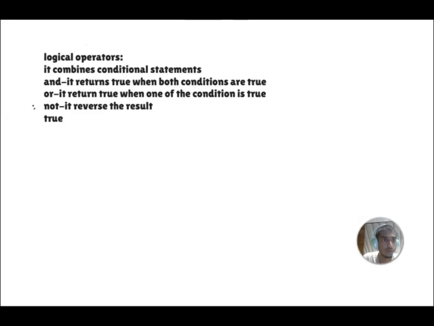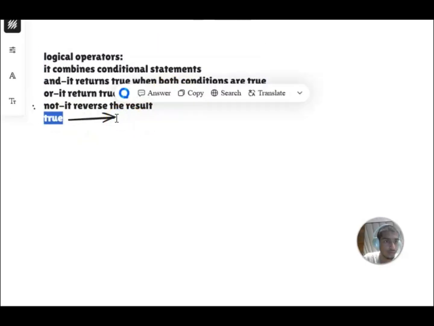There is another operator called not. It basically reverses the result. This is how it is going to look: when we give true, it changes to false, and false changes to true, and vice versa.